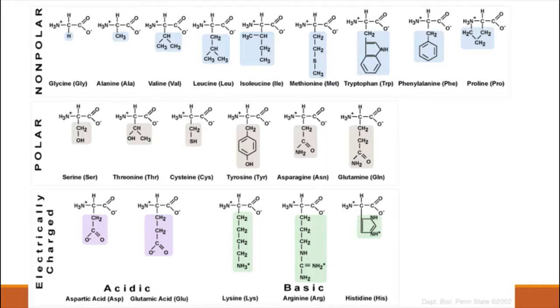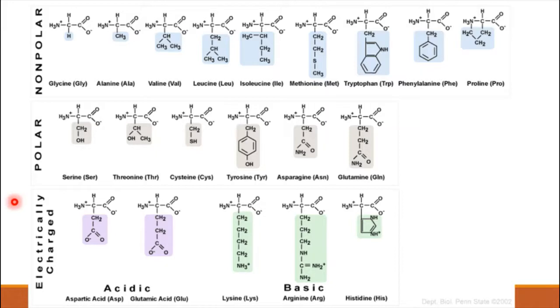Down below the nonpolar group, we can see the polar amino acids. And you may remember that polar is the opposite of nonpolar. What this means is that the atoms in the R group of these amino acids are not sharing their electrons equally between them, and so they have these dipoles that have a slight positive or negative charge to them.